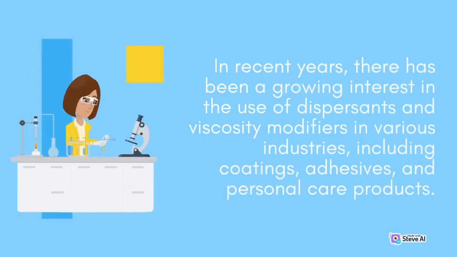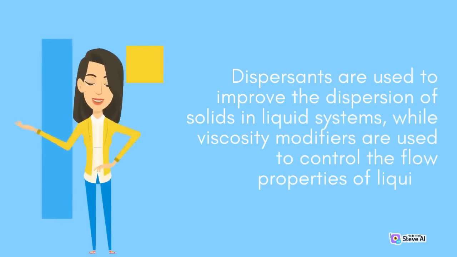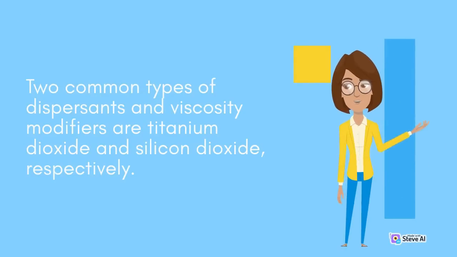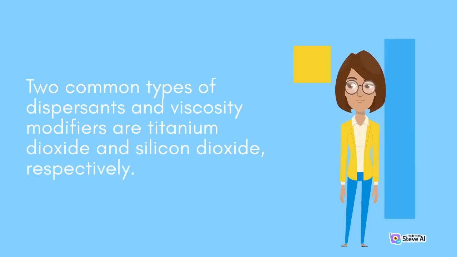In recent years, there has been a growing interest in the use of dispersants and viscosity modifiers in various industries, including coatings, adhesives, and personal care products. Dispersants are used to improve the dispersion of solids in liquid systems, while viscosity modifiers are used to control the flow properties of liquids. Two common types of dispersants and viscosity modifiers are titanium dioxide and silicon dioxide, respectively.